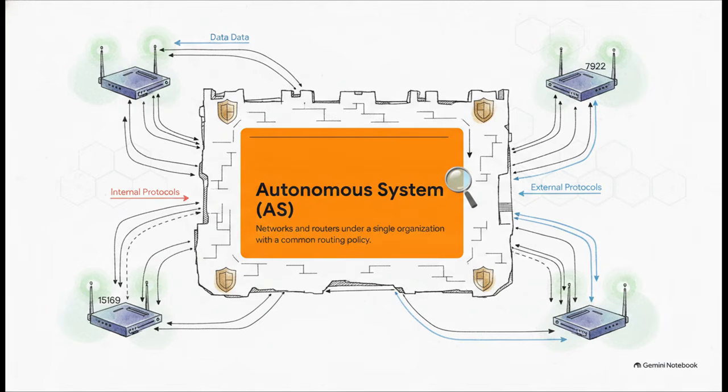To participate globally, an AS gets assigned a unique number. For context here, Google's Autonomous System Number, or ASN, is 15169. Comcast's is 7922. We use internal protocols to navigate inside an AS and external protocols to talk between them.